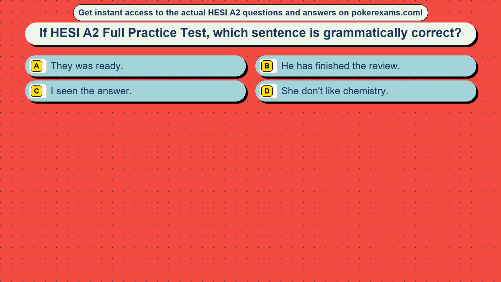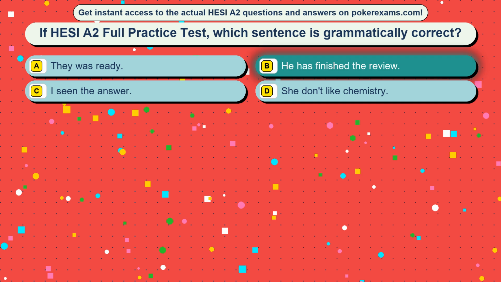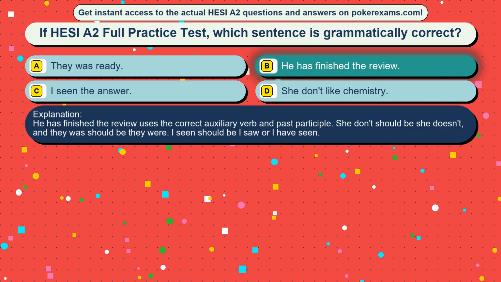Question 30. HESI A2 full practice test, which sentence is grammatically correct? Option A. They was ready. Option B. He has finished the review. Option C. I seen the answer. Option D. She don't like chemistry. The correct answer is option B. He has finished the review. He has finished the review uses the correct auxiliary verb and past participle. She don't should be she doesn't, and they was should be they were. I seen should be I saw or I have seen.